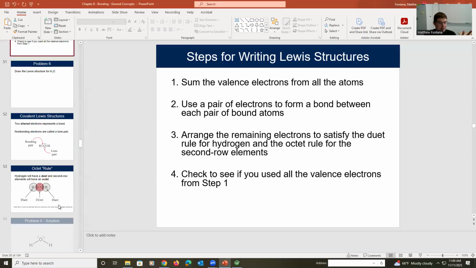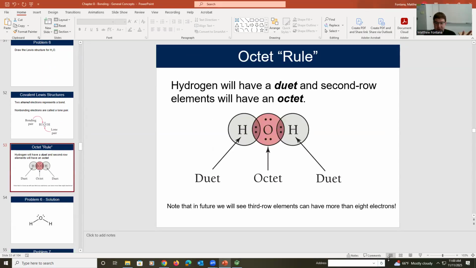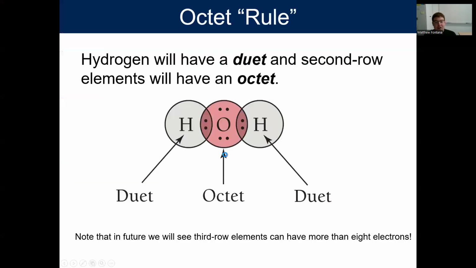And so when you then go to your structure and you look over here, you count up all the electrons and you get 2, 4, 6, and 8. And so we use all 8 electrons. Hydrogen has a duet, and then oxygen has a 2, 4, 6, 8, has an octet. So this is good, and this is the correct Lewis structure for water.